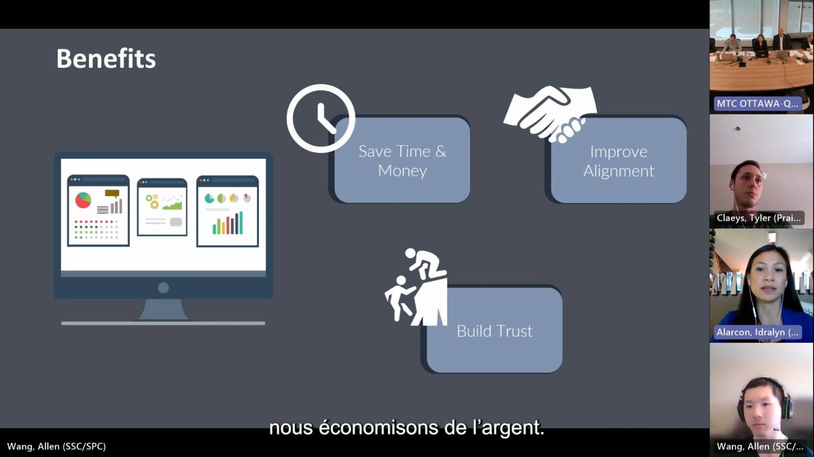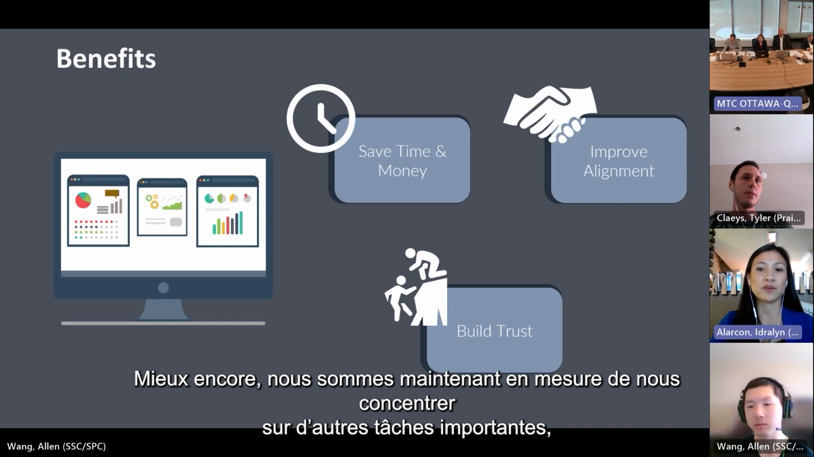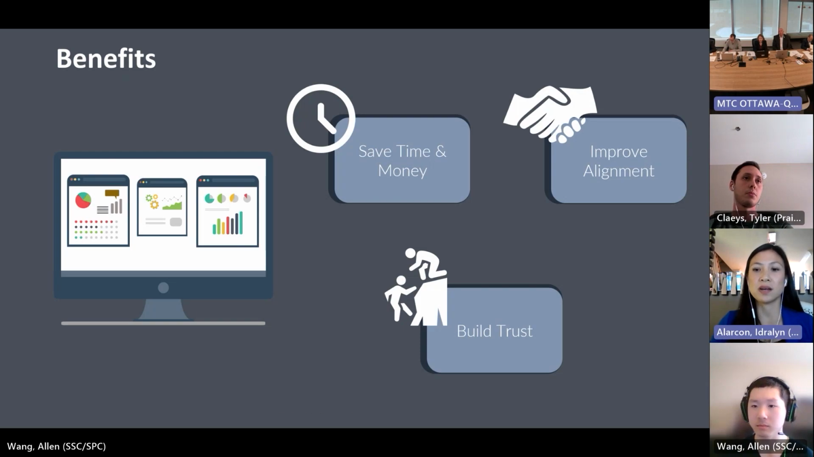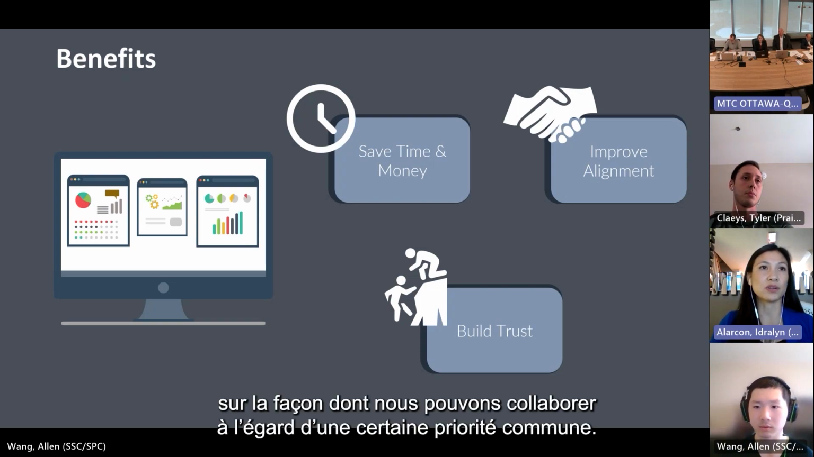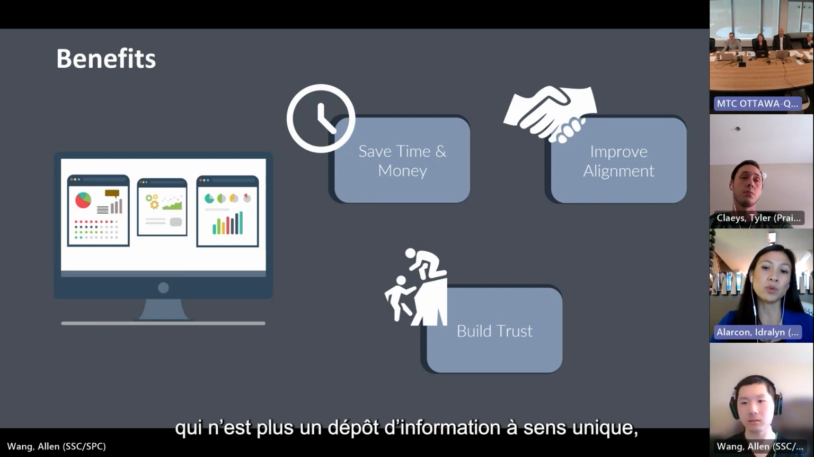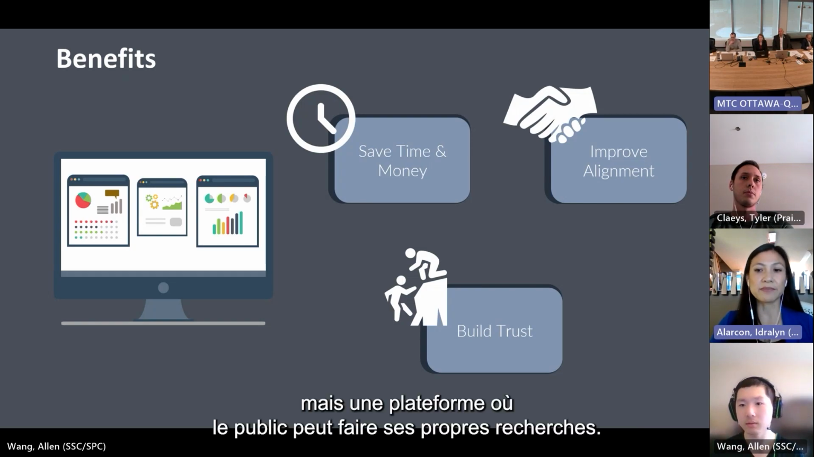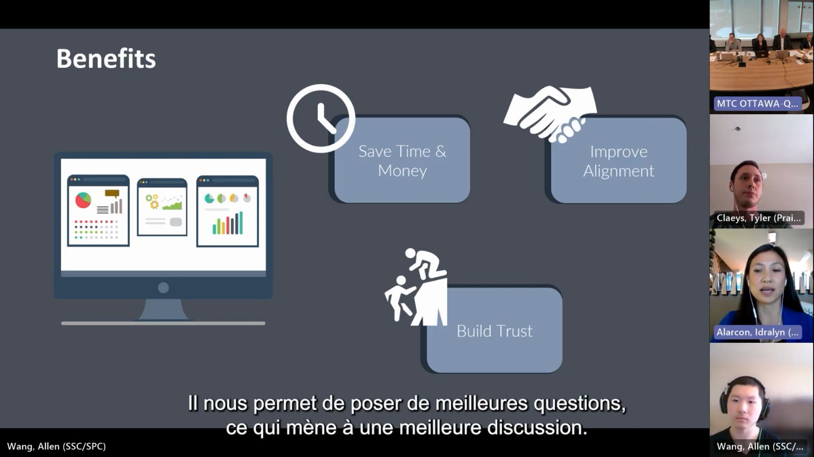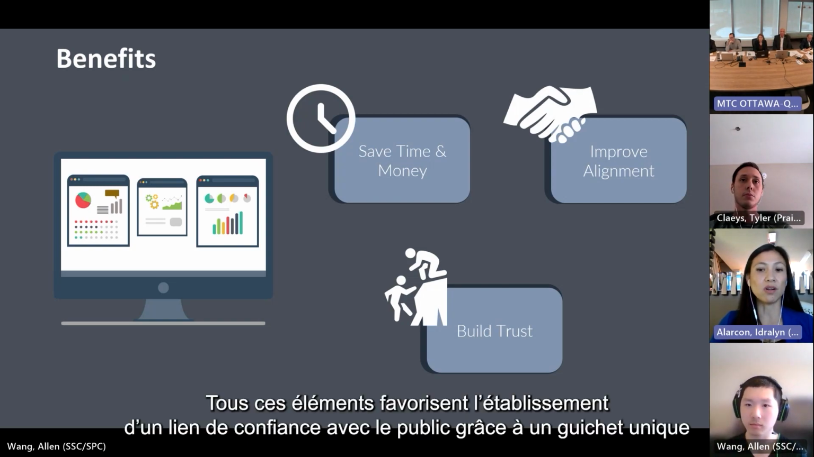We are saving money. Better yet, we are now able to focus on other important tasks, like discussing policies with other departments on how we can cooperate on a certain common priority. We believe this tool can help improve the open government portal from being a one-way information dump to a platform where the public can do their own research. As the tool empowers everyone with essential knowledge, it allows us to ask better questions, which lead to better discussion. All of these support building trust with the public.